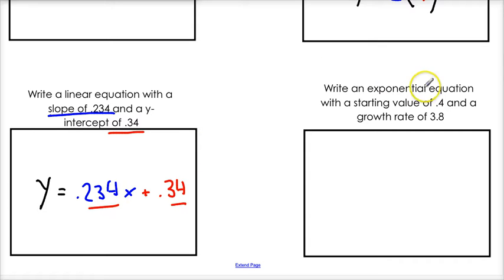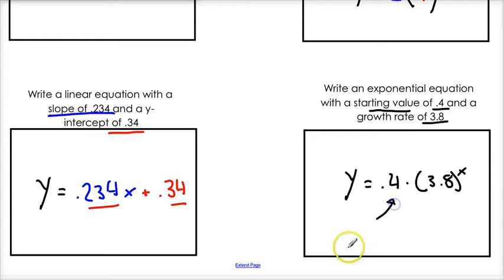And finally, we're going to write the exponential equation with a starting value of 0.4 and a growth rate of 3.4. Once again, we're just plugging in. So y equals 0.4 times 3.4 to the x. That is my starting value, and that is my growth rate.